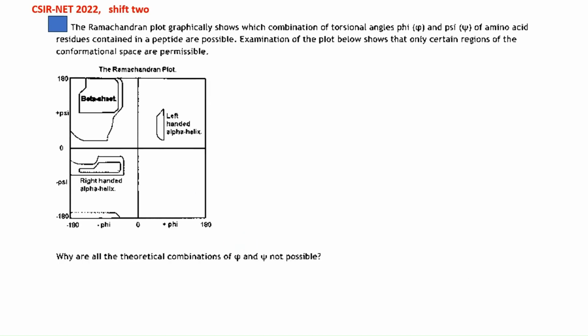So after the theoretical discussion, let's see which kind of questions come in competitive examinations. First one: the Ramachandran plot graphically shows which combinations of torsional angles phi and psi of amino acid residues contained in a peptide are possible. Examination of the plot below shows that only certain regions of the conformational space are permissible. Why are all the theoretical combinations of phi and psi not possible?